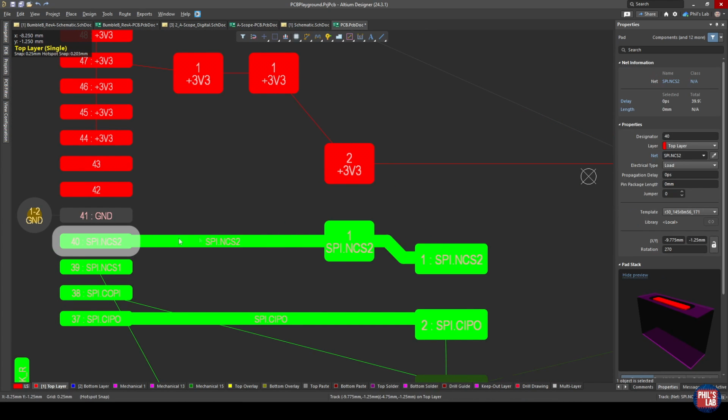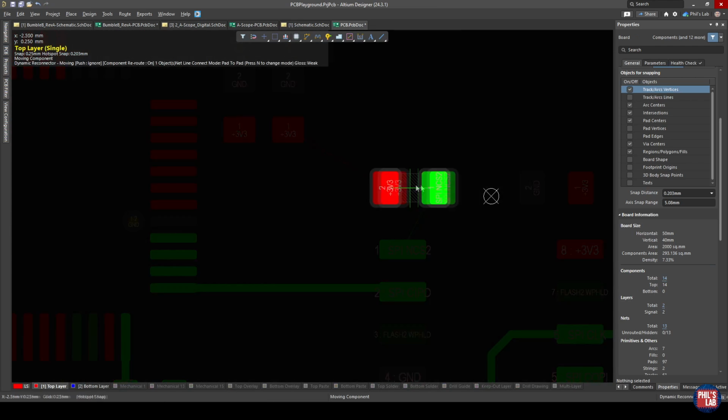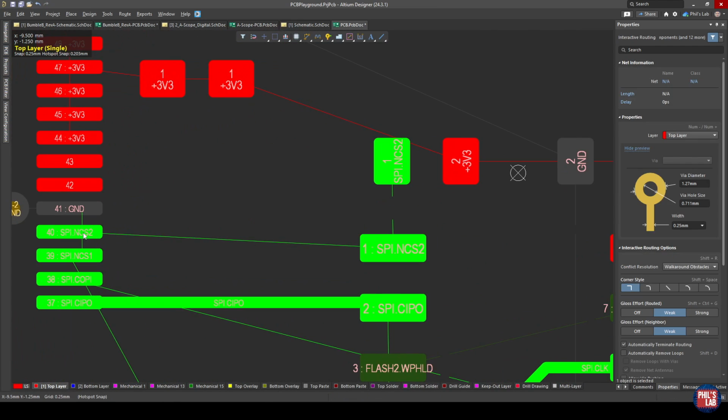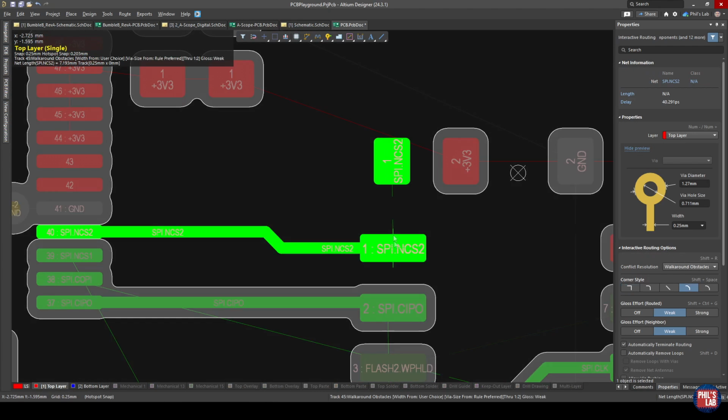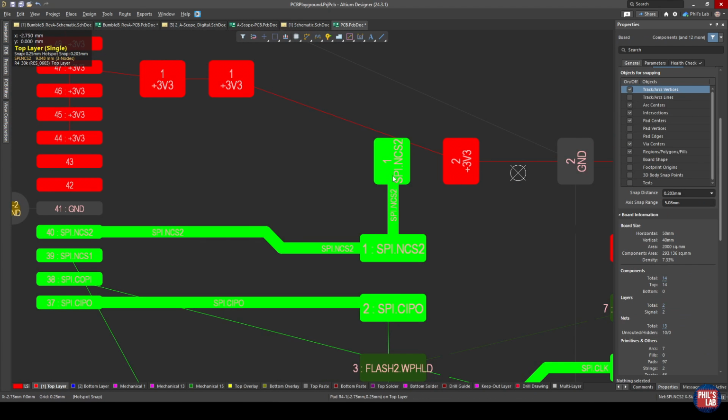Again, out of the output driver, short trace, into the pull-up resistor, and into the relevant pad of the SPI peripheral. I could, of course, change that topology a tiny bit where I route out of the output driver, the chip select pin, into the chip select pin of the peripheral, and then out into the pull-up resistor. So that is an option as well.